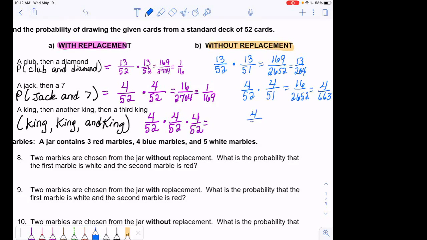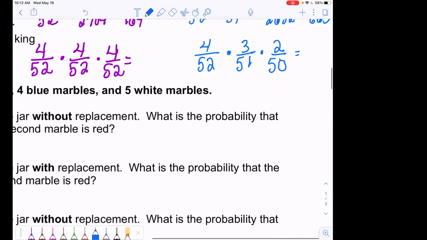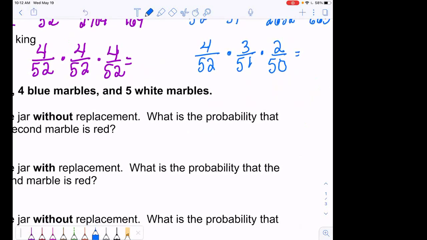And then the other option is not to replace it. So this is like the pencil problem. So I take a king out, I have 3 left. I take a king out, I have 2 left. So here would be the last problem with the kings. And you can see the difference between replacing versus not replacing. So 4 out of 52, 4 out of 52, 4 out of 52. But then once you don't replace it, you're losing a card each time.